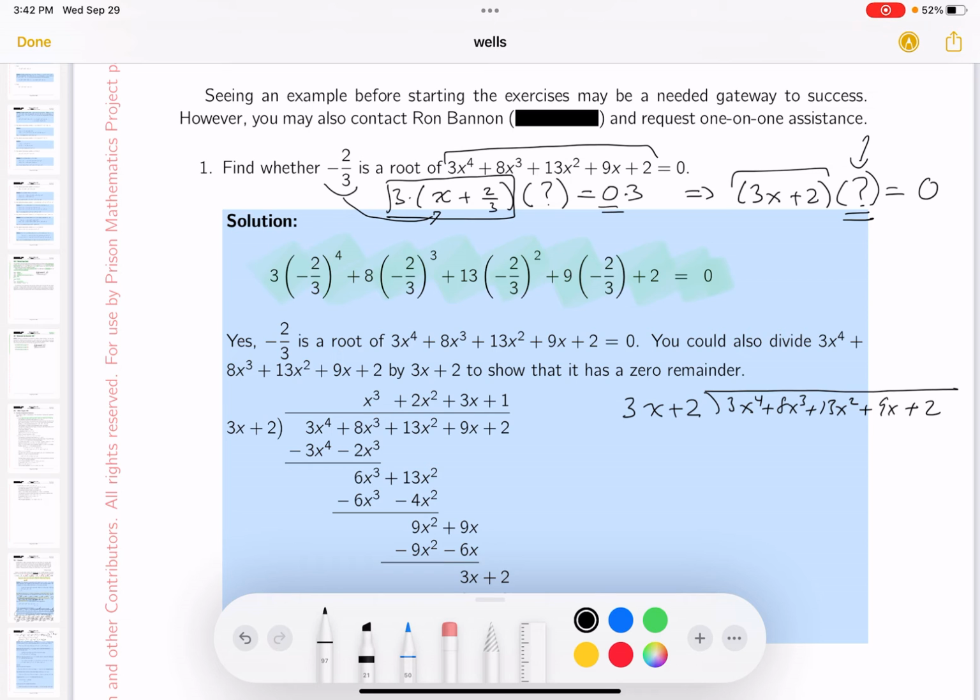What times 3x would be 3x to the 4th? That would be x squared, wouldn't it? I'm sorry, x cubed. What do you get there? 3x to the 4th plus 2x cubed. Let's subtract. What do you get? 6x cubed. Let's drop the places down. I like to drop everything down.